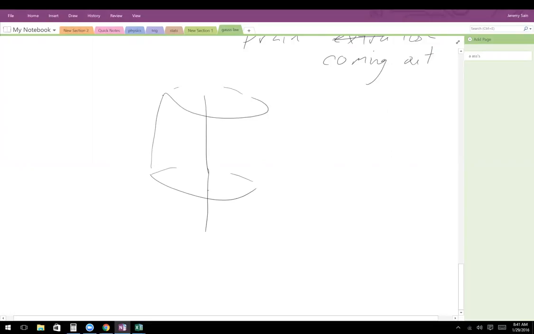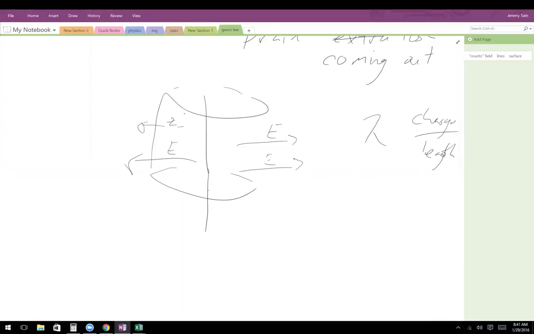And what direction do you think the electric field's going to go? So lambda is charge over length. Well, again, from symmetry, we think the electric field should point straight out in all directions.